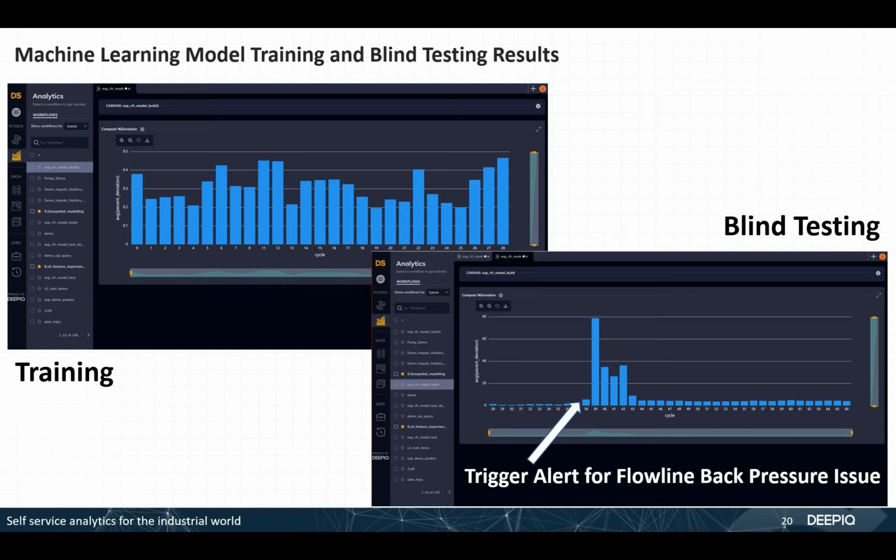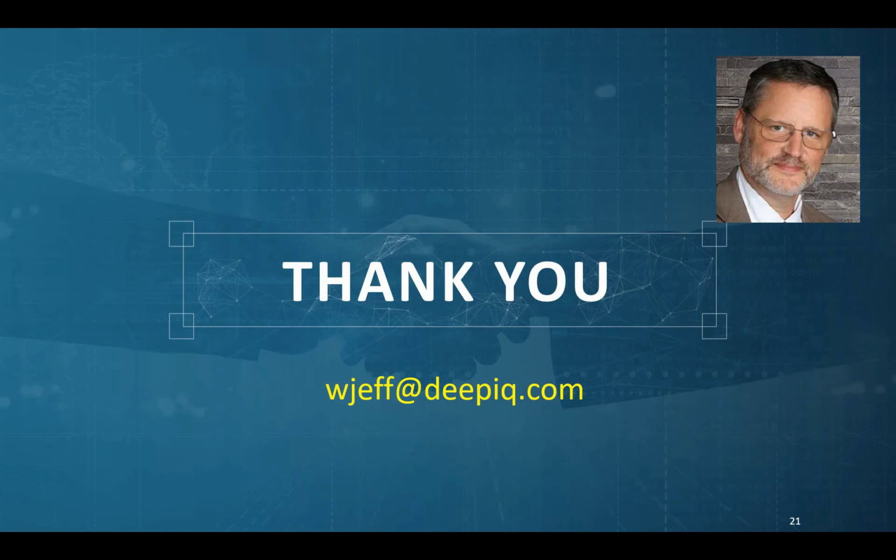Here are two plots which a subject matter expert and data scientist would typically review. The first one shows how good the training was, and the second one is the result of the blind testing. As you can see, during blind testing, the application smartly identified the flow line back pressure issue, indicating that with streaming data, the machine learning model would predict such an issue well in advance to take appropriate action to eliminate the ESP failure or to plan maintenance activities proactively to keep the downtime to a minimum.